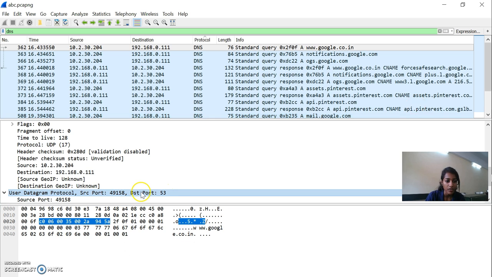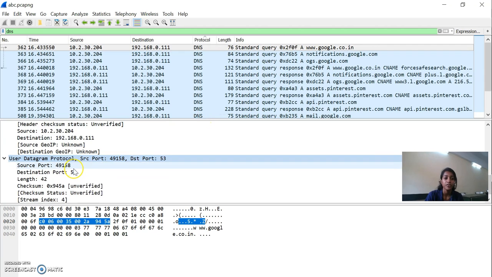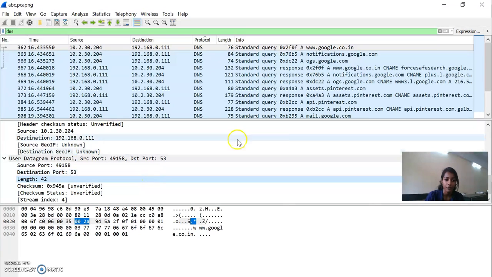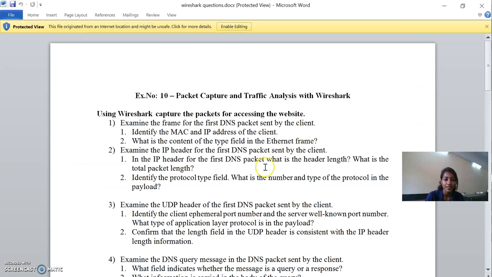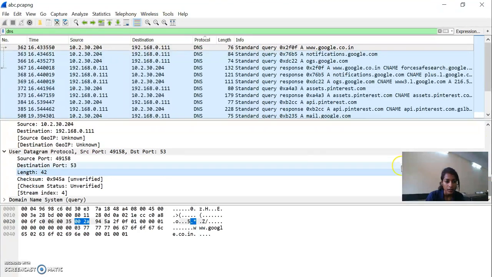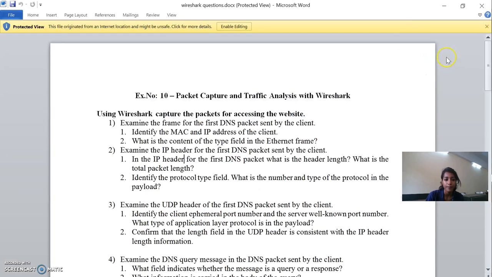So now they are asking about the User Datagram Protocol and they are asking about the port numbers. So the source port number is 49158 and the destination port number is 53 and the length given is 42 and the checksum is 0x9458. And they are also asking to confirm that the length field in the UDP header is consistent with the IP header length information. So the stream index is 4 and checksum status is unverified. So that's it. Moving on to the next question.